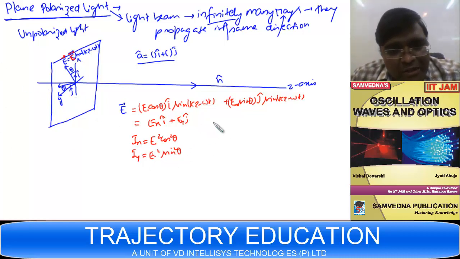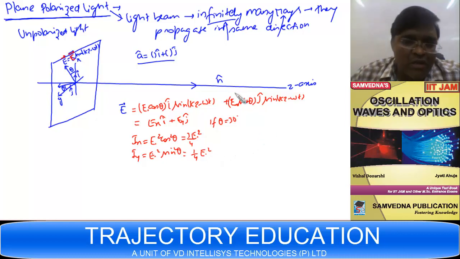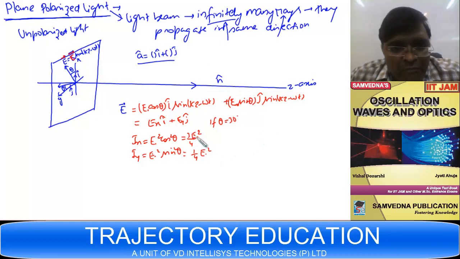Suppose theta is 30 degrees, then this is going to be 3 by 4 E naught square, and this is 1 by 4 E naught square, right? So 3 by 4 E naught square, and this is 1 by 4 E naught square. So you have higher intensity towards x, lower intensity towards y.